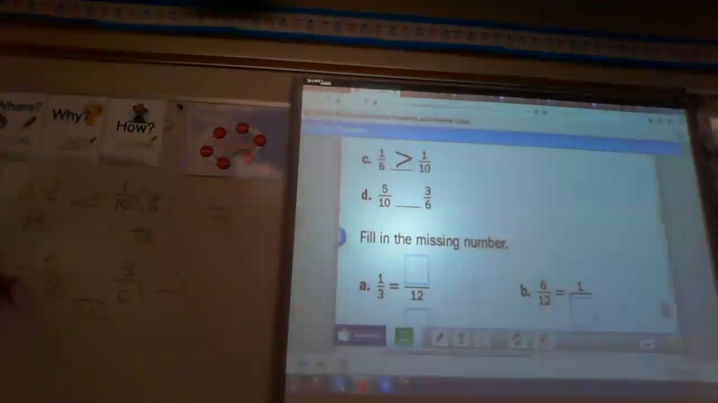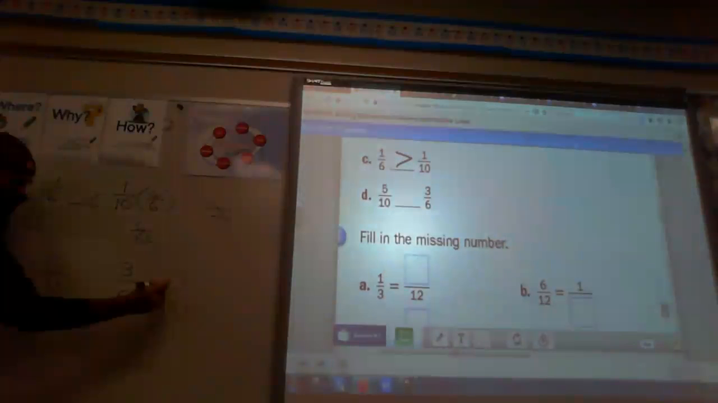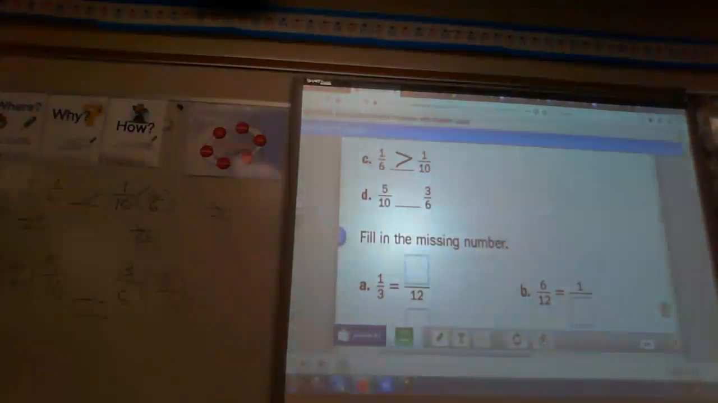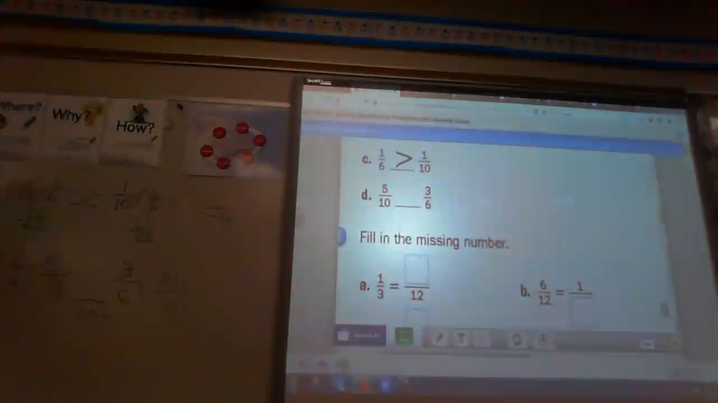Elizabeth, what goes here? A 6. Excellent. So, class, what goes here? 6. Excellent. We're doing a great job right now. Bradley, what would go over here? A 10. So what goes up here, class? 10. Because whatever you do to the denominator, you have to do to the numerator. If I do the numerator, does it still apply to the denominator? Yeah, if I flip-flop them, yes, absolutely.